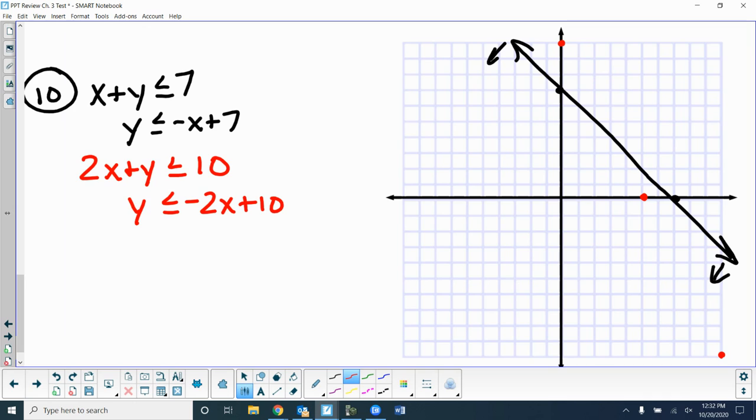All right, solid or dash? Solid. Does 0, 0 work? 0 times 2 is 0 plus 0 is 0. Is that less than or equal to 10? Yeah. So I go towards the 0, 0.